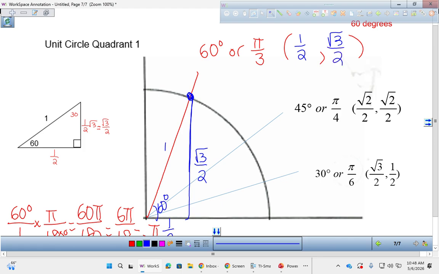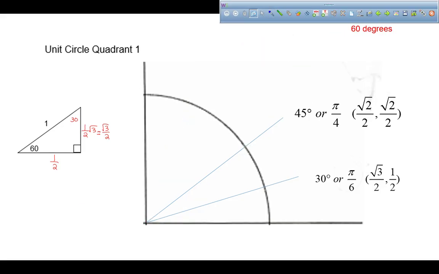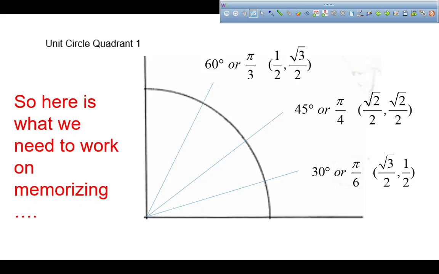You can see these are the same, but they're reversed. There's really only 3 values you're working with: root 3 over 2, 1/2, and root 2 over 2. So this is what you need to work on memorizing. And it looks like a lot until I show you the trick. I'm telling you there's a trick, all right? So this is what you're working on memorizing.